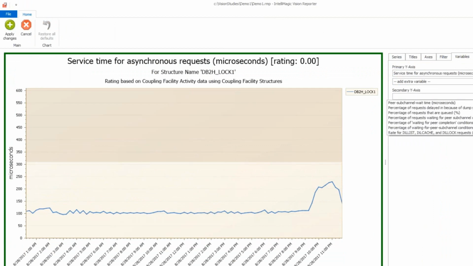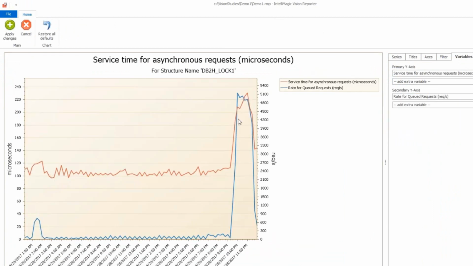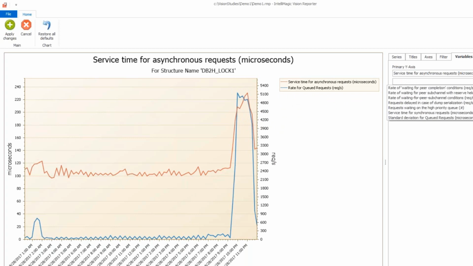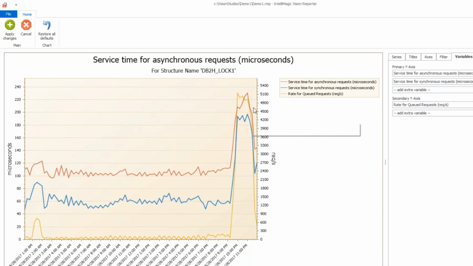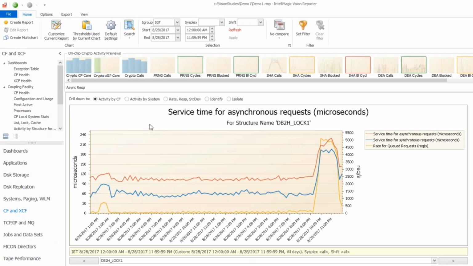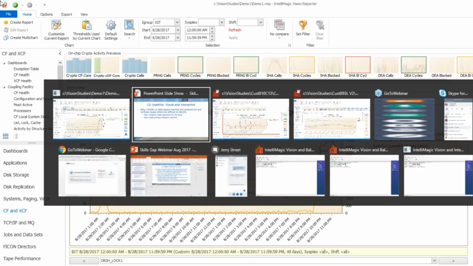Again, we can select any variable or variables in this whole area of coupling facility to see the relative relationships. As I put that on a separate axis, we can see that indeed the service time does go up when there are a lot of requests being queued, which is intuitive, but this demonstrates it. We saw a little bit of a bump on the service time for the synchronous requests as well, so let's see if that correlates as well, and indeed it does. So again, the ability to bring together whatever variables we want to look at cause and effect relationships is a very important capability.